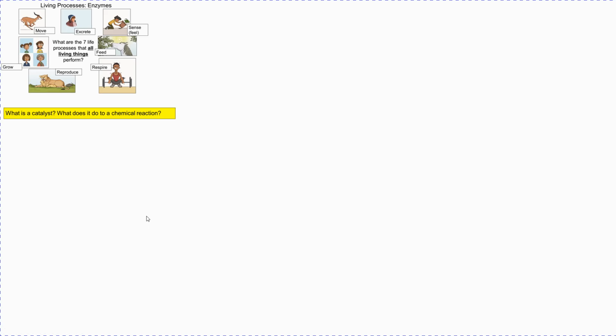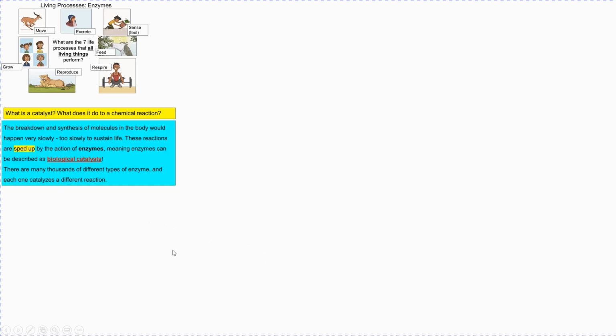So what I want you to think about is try and remember what a catalyst is and what effect it has on a chemical reaction. Okay, so a catalyst is something that speeds up chemical reactions, and that's what enzymes are doing. They're very, very special chemicals that are made from proteins, and they help to speed up the reactions that take place in our body, whether that's a breaking down reaction or whether that's a building up reaction.